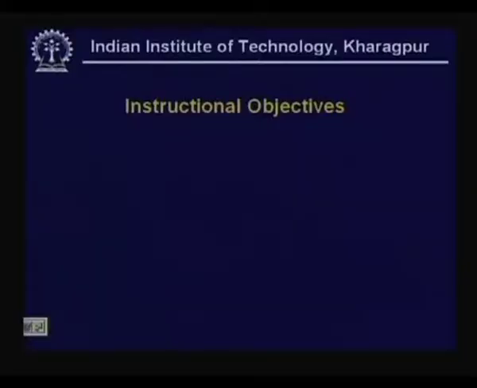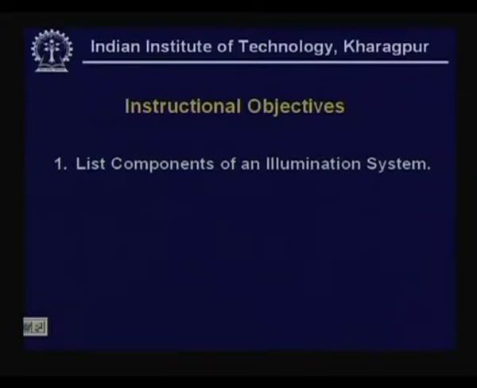So the instructional objectives for the lesson could be listed as: list the components of an illumination system. That is, apart from the source, which can give a certain light flux, we have to make it available on the surface, the task surface or the object of interest. Recall that human eyes are most responsible for acquisition of information, and it is through eyes that more than 80% of the information is acquired by human beings.